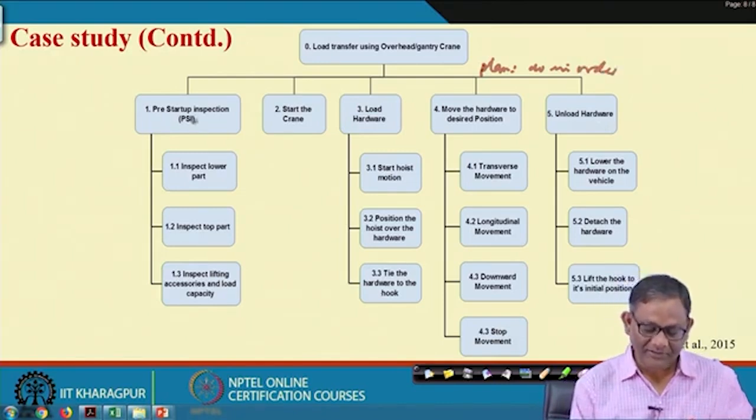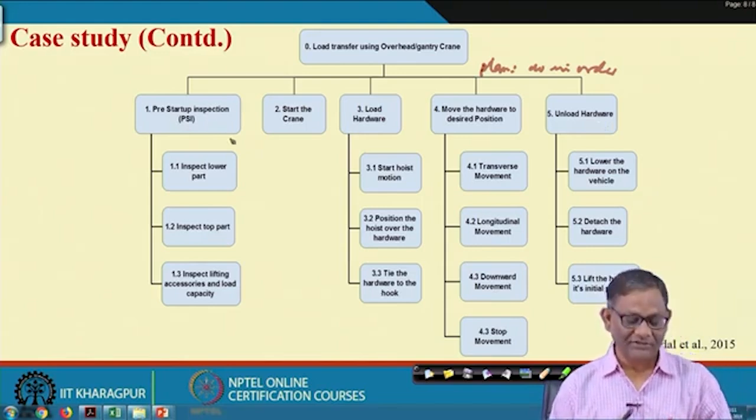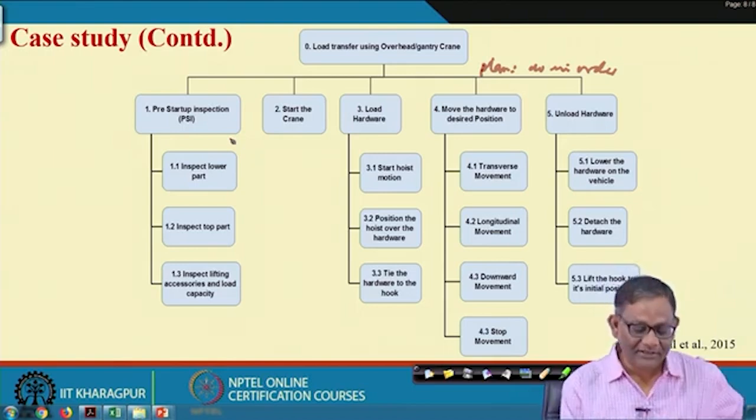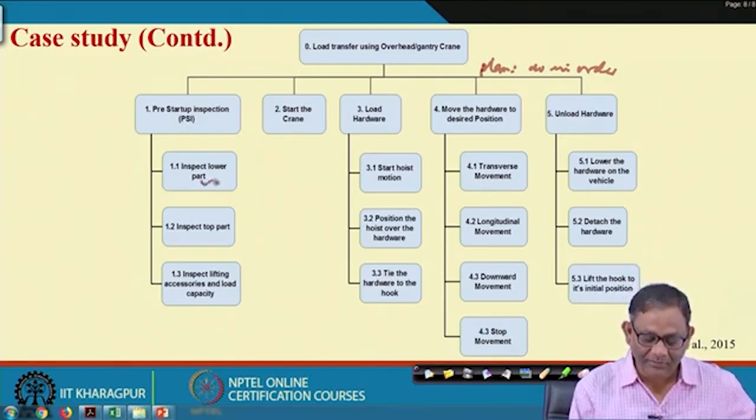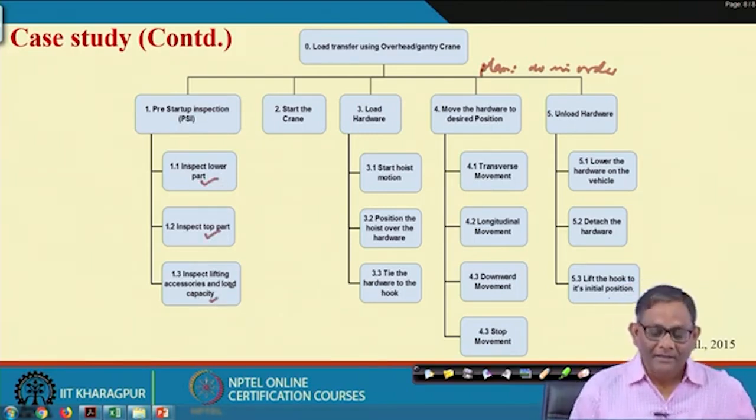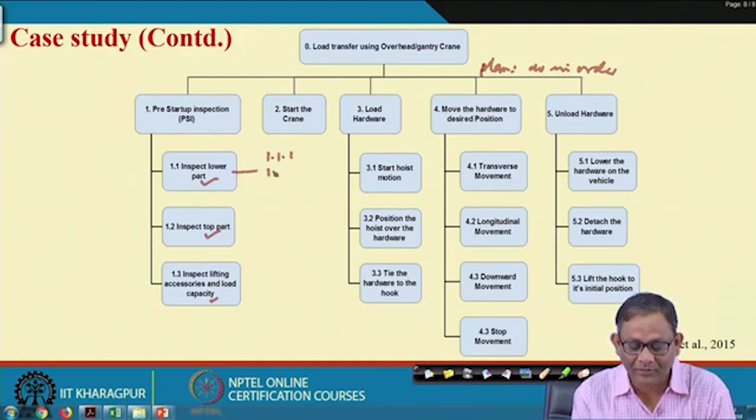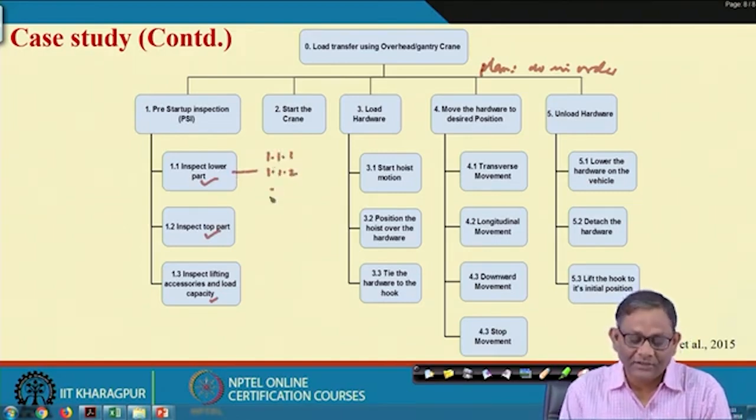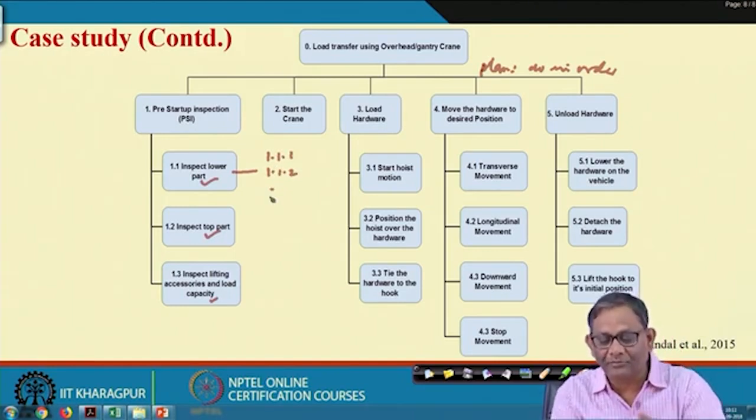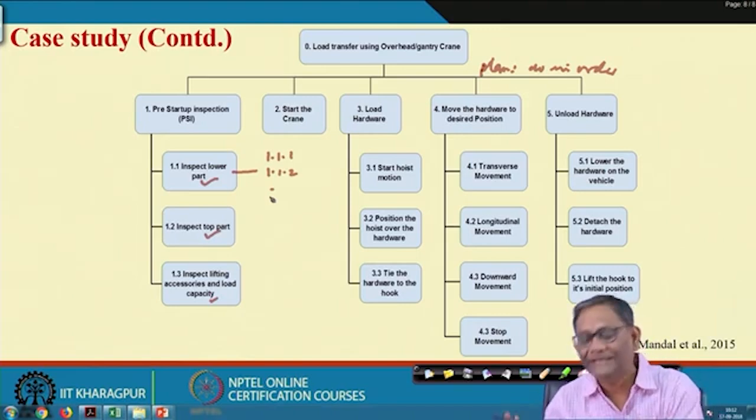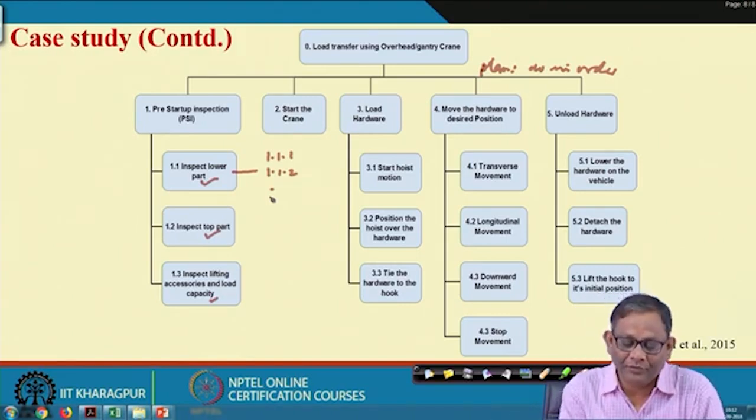Now, what is pre-startup inspection? By saying pre-startup, is it clear? It is not clear, because what is to be inspected is important. So it is further broken down: inspect lower part, inspect top part, inspect lifting accessories and load capacity. If you say inspect lower part, there are many parts, so you have to further break down into 1.1.1, 1.1.2, like this. Ultimately, we are decomposing the overall task into subtask, sub-subtask, and elemental task. So, we have done this.